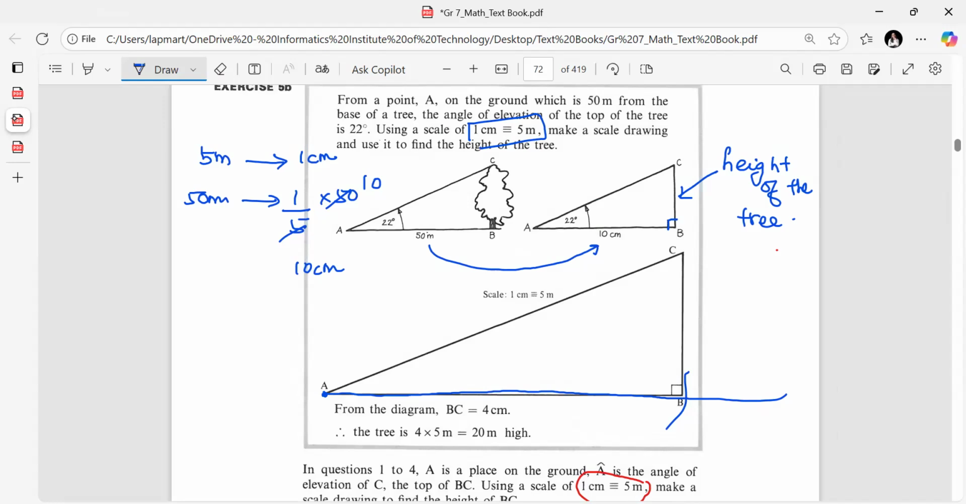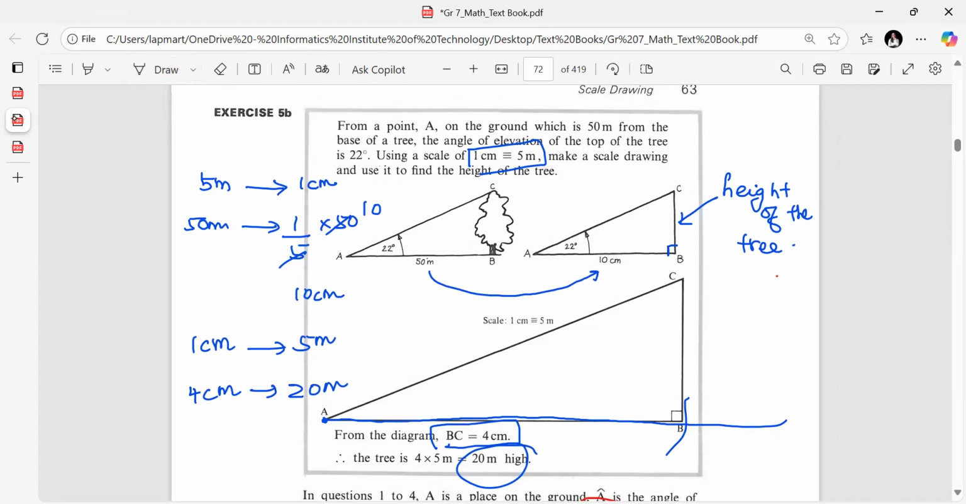So when you measure with that, you get 4 centimeters, right? We know 1 centimeter is equal to 5 meters. So then if it is 4 centimeters, it should be 20 meters. So then the height of the tree is 20 meters. Hope it is clear for all of you.